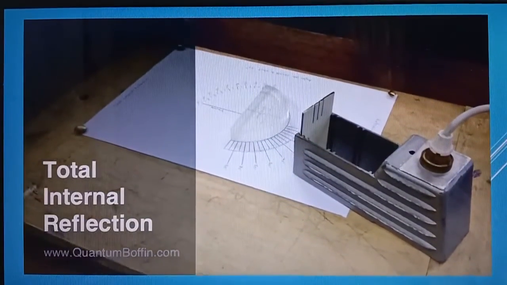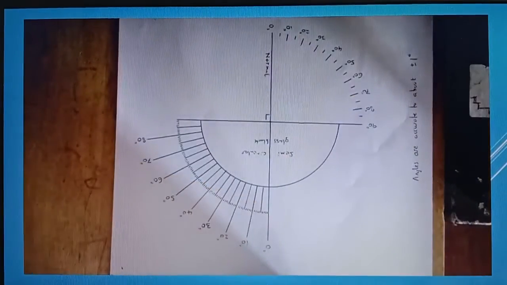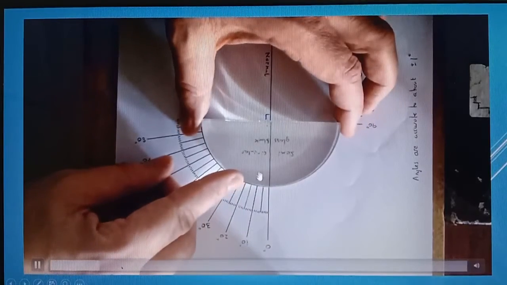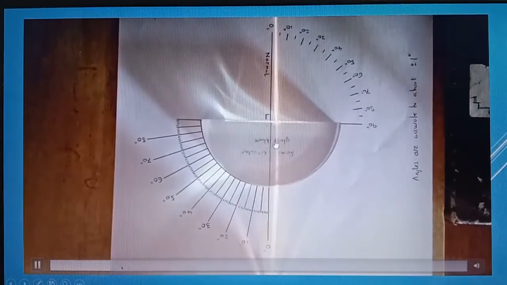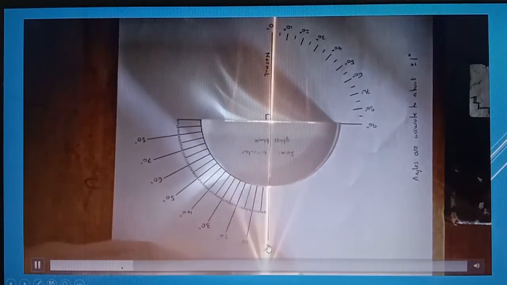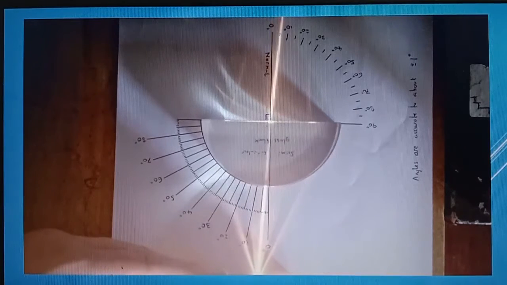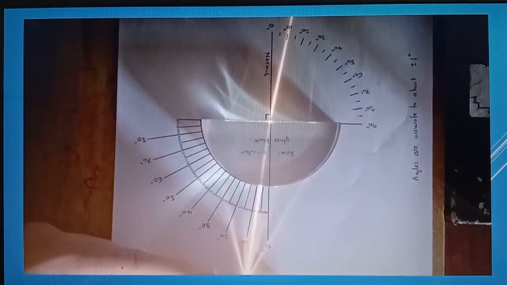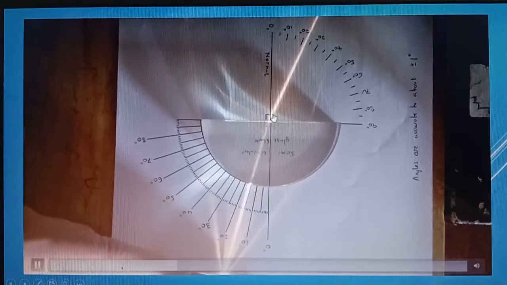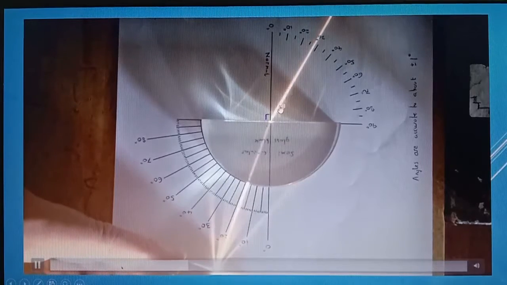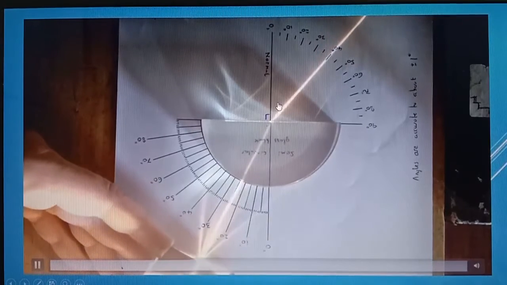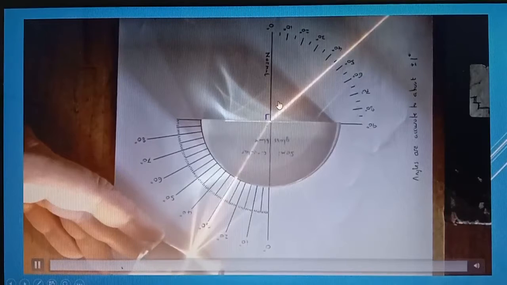So you can see here we have a semicircular glass block. We already marked on the white paper the angles of incidence required. So you can see this is the normal line. Now we put the ray box here so that the light ray will be incident at the required angle of I. So this is angle I equals 10. So you can see when traveling from glass to air, it will be refracted away from normal. So this is angle R equals 20.